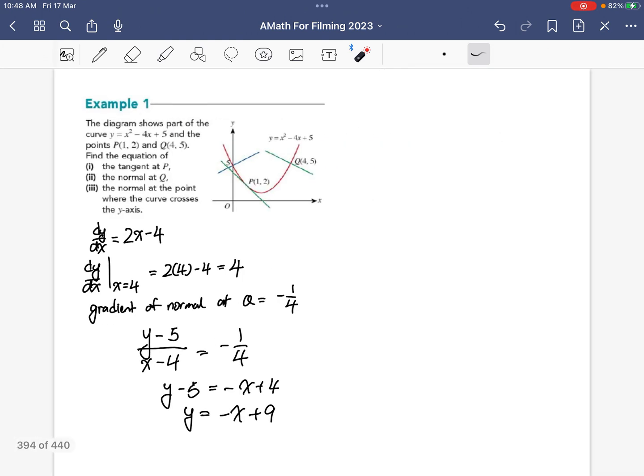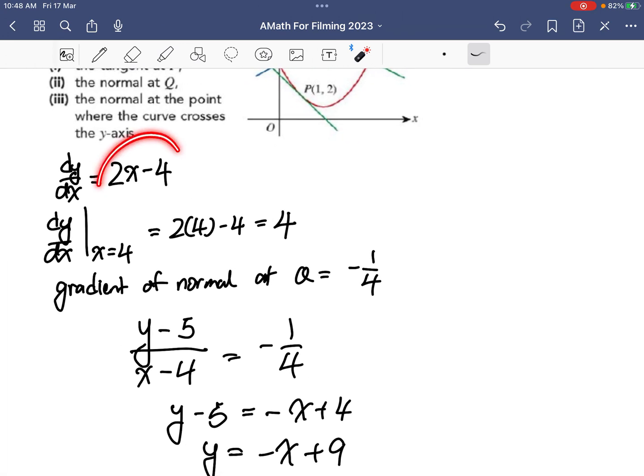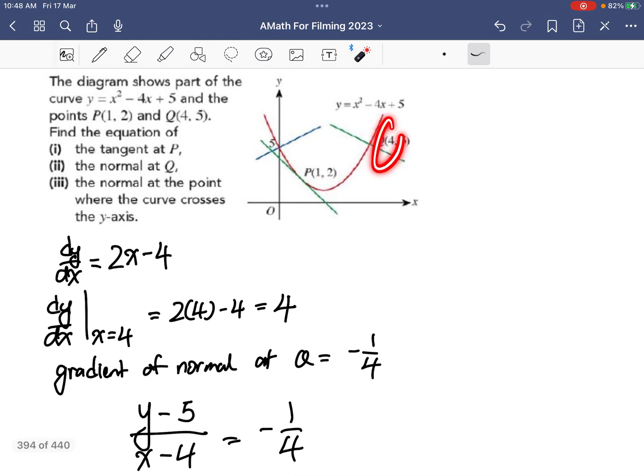For part 2, the normal at Q, be very careful. Once again, we have this from the previous part itself. From the previous part, this is the gradient function. So at Q, my x value is equal to 4. So I substitute that in. I get this gradient is equal to 4.